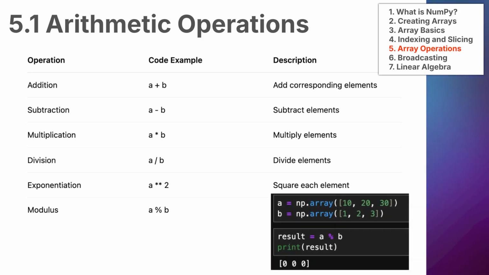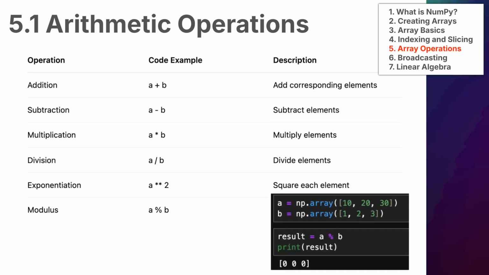Next, modulus. Modulus means remainder after division. For example, 10 divided by 1 equals 10, and the remainder is 0. The rest is the same.